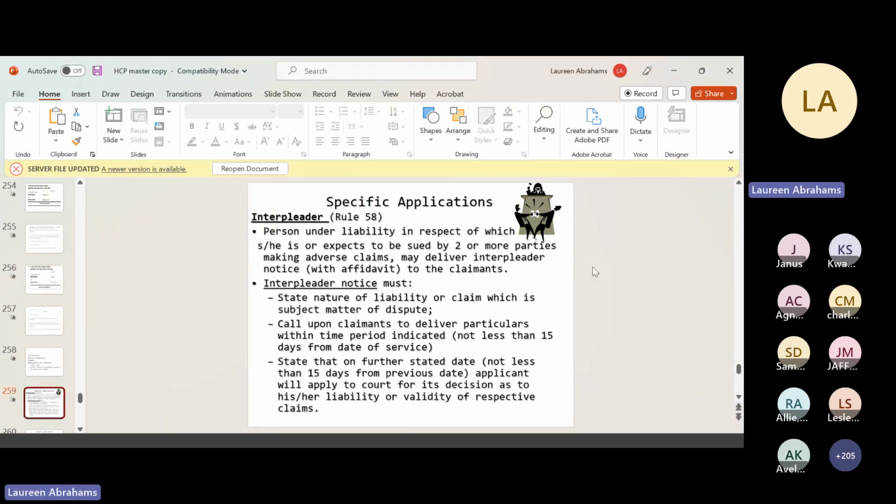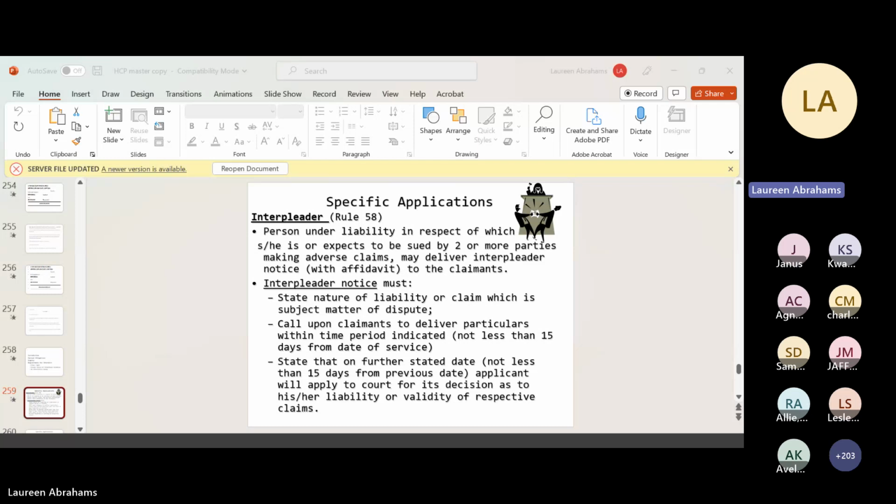Another specific application is the application in terms of Rule 58, which is an interpleader application. Now, an interpleader application, you've done this with Advocate Pitt. Did you do interpleaders with Advocate Pitt? Anyone? Yes, Counsel. We did do a couple of interpleaders. I cannot remember if we did it in the application, but we did interpleader in the case of exception and application to strike out and things as such.